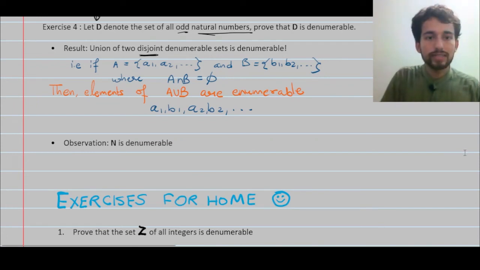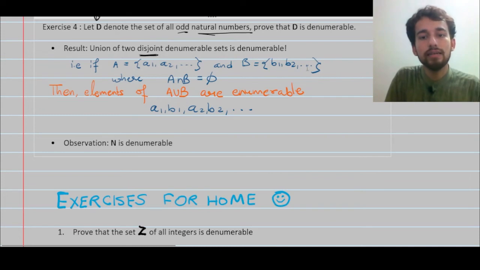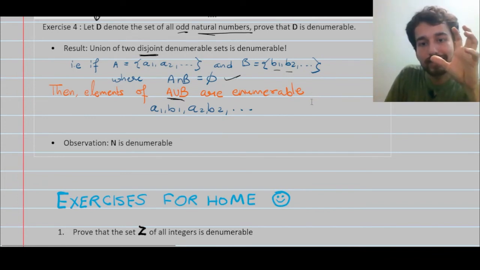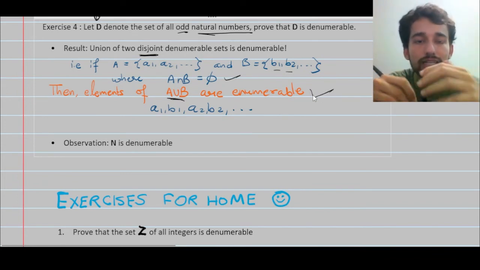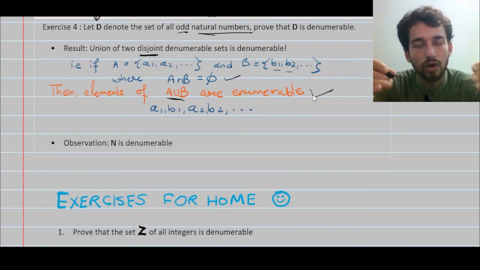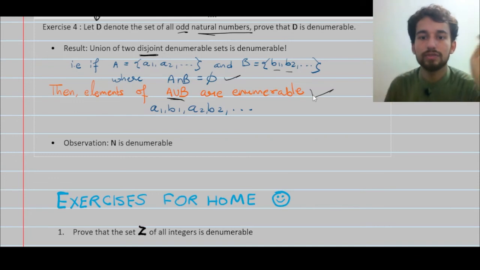Okay, so what it says is that if I have a set A defined as A1, A2 and so on, and another set B defined as B1, B2 and so on, where A intersection B is empty, that is, they are disjoint, then if I take the union A union B, this resulting set is again going to be enumerable. That is, we can enumerate the elements of the union. The union is a new set. So if I take the union of these two sets, then again the elements of that set are enumerable.